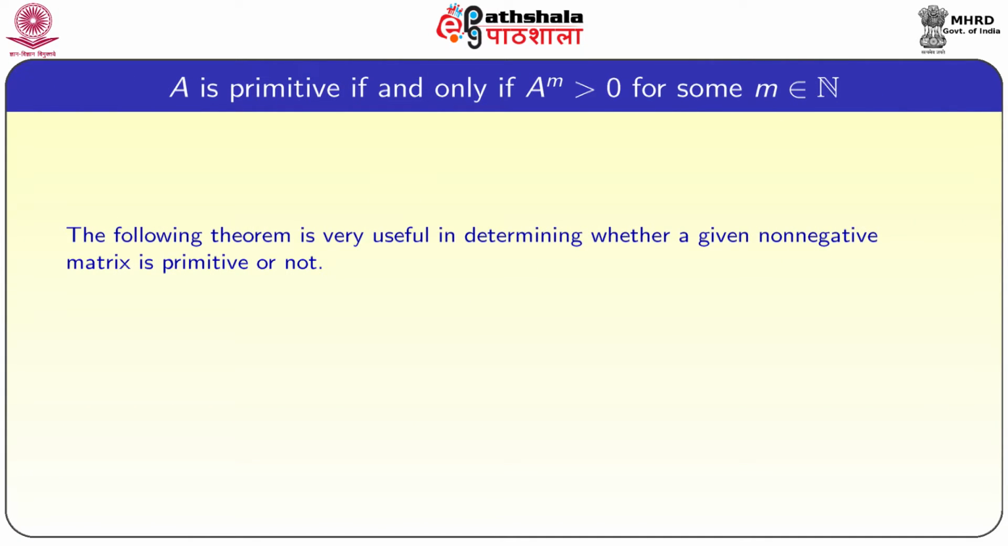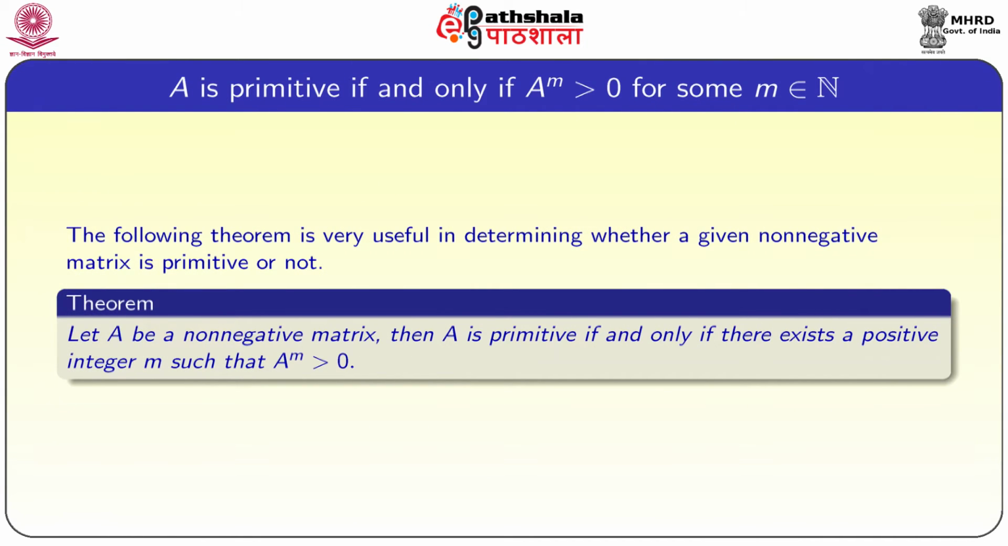Now, we are going to give an important result for primitive matrices. A matrix A is primitive if and only if A^m is greater than 0 for some m belonging to the natural numbers. The following theorem is very useful in determining whether a given non-negative matrix is primitive or not. Let A be a non-negative matrix, then A is primitive if and only if there exists a positive integer m such that A^m is greater than 0.